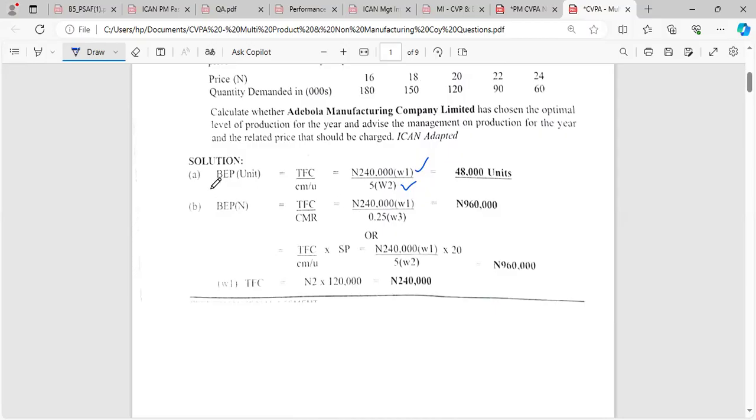That's working 2. So we are solving for break-even point in units. Once you divide 240,000 by 5, that gives us 48,000 units. This is the quantity that should be produced if the organization intends to break even, that is, they don't make a profit and they don't make a loss. That's the quantity.